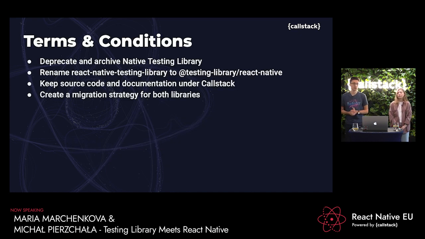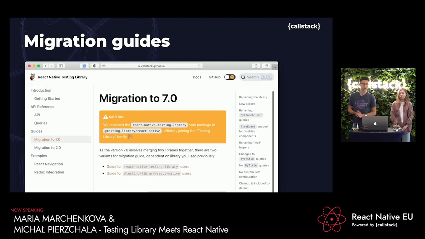Based on requests from Kent, we both agreed to the following terms and conditions. We deprecate and archive Native Testing Library, rename React Native Testing Library to @testing-library/react-native, keep source code and documentation under Callstack, and create a migration strategy for both libraries. And of course, we created a migration guide, this time in two versions, one for RNTL users and one for NTL users. We bumped both libraries to V7 to make sure they're even, and deprecate the React Native Testing Library package on NPM. For our existing users, migrating was a matter of renaming the library and one of the existing functions.